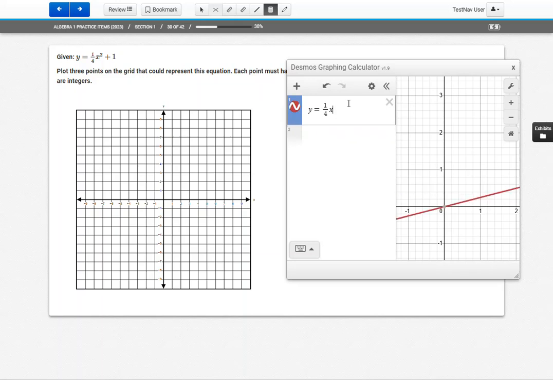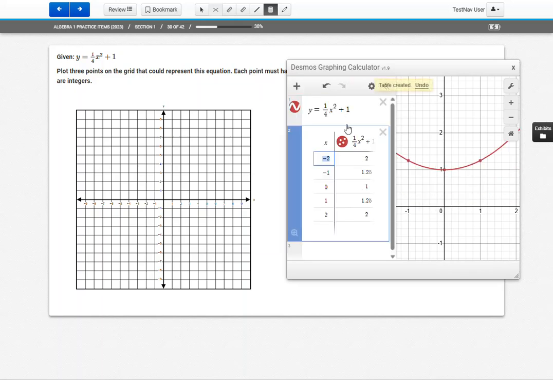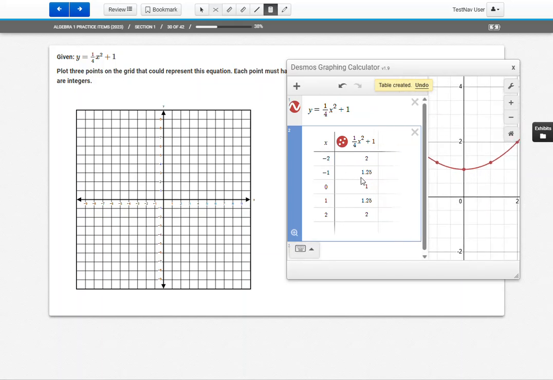Squared plus 1, and then turn it into a table. And then basically, when it says it wants integers, it doesn't want any of these decimals. I don't want decimals either. So I'm just gonna do -2, 2, 1 right there, 0, 1, 1 right there, and then 2, 2, that one. You can put any 3 points that you want.